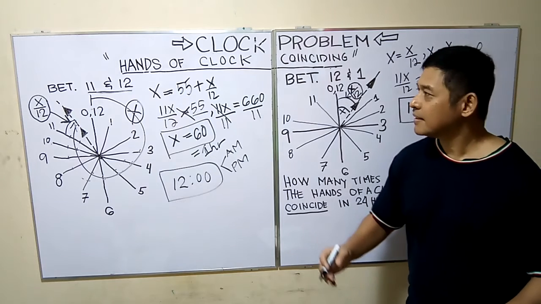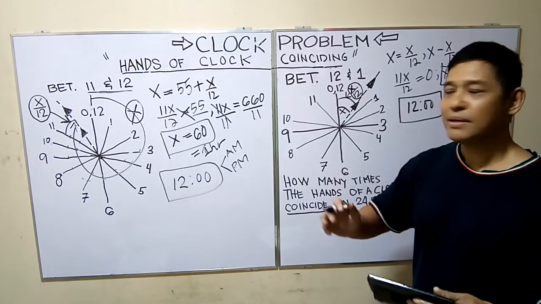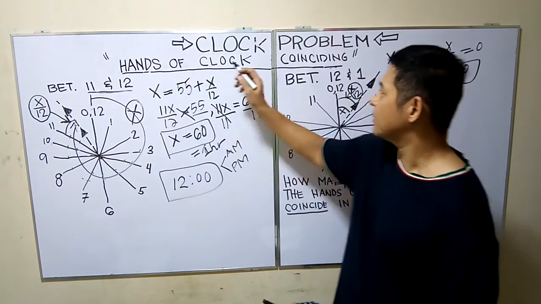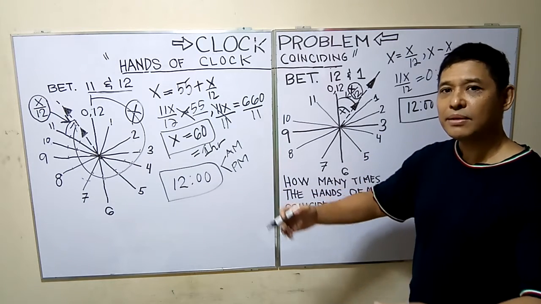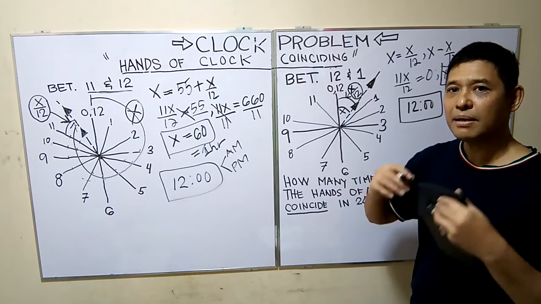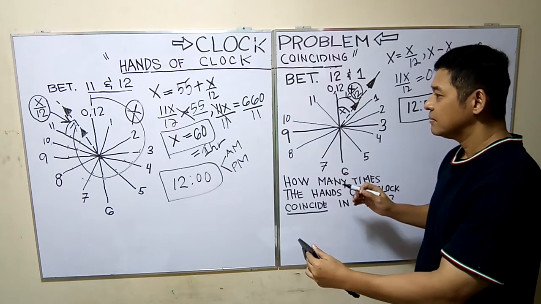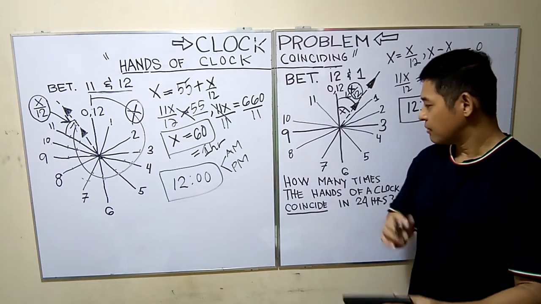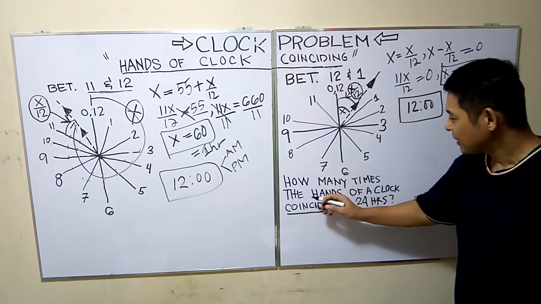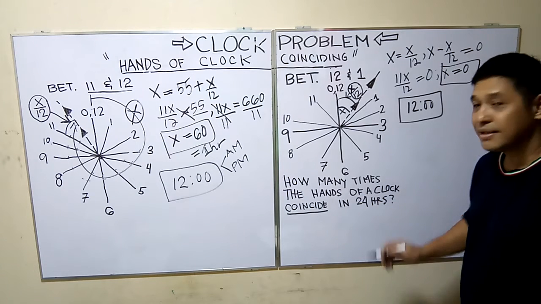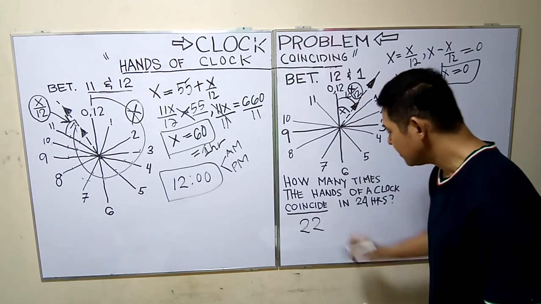Ibig kong sabihin, pagka ganyan, pagka yung tinanong number of times hands of clock coinciding, yung count nila mabibase po as 1 pagka gano'n. So, magkakaroon po kasi ng conflict pagka halimbawa tinanong po itong tanong na to, how many times the hands of a clock coincide in 24 hours? Ang answer po dito ay 22 times.